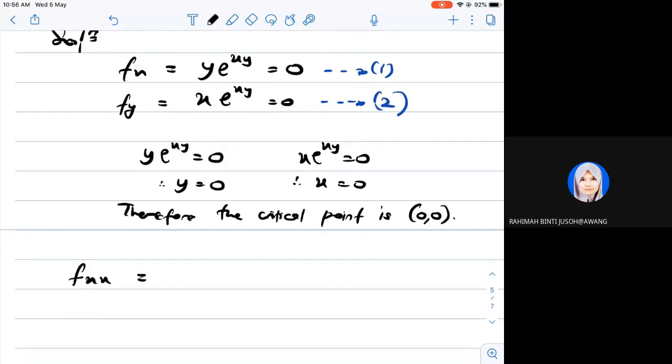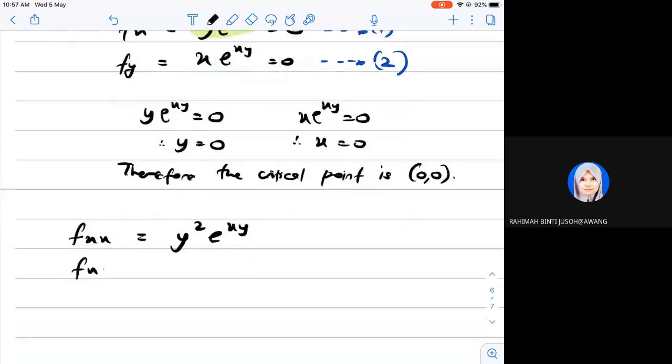So differentiate again this with respect to x. Pakai product rule tak? Do we need to use product rule? Tak perlu. Tak perlu, yes, no need. Okay, no need. So the constant is y. So y bawa ke depan lagi becomes y squared, exponent of xy. Okay, and then cari fxy.